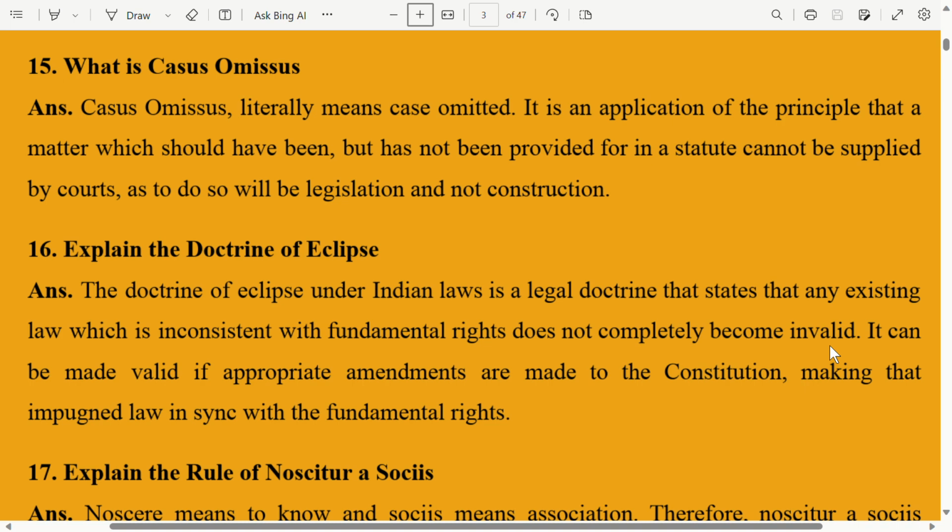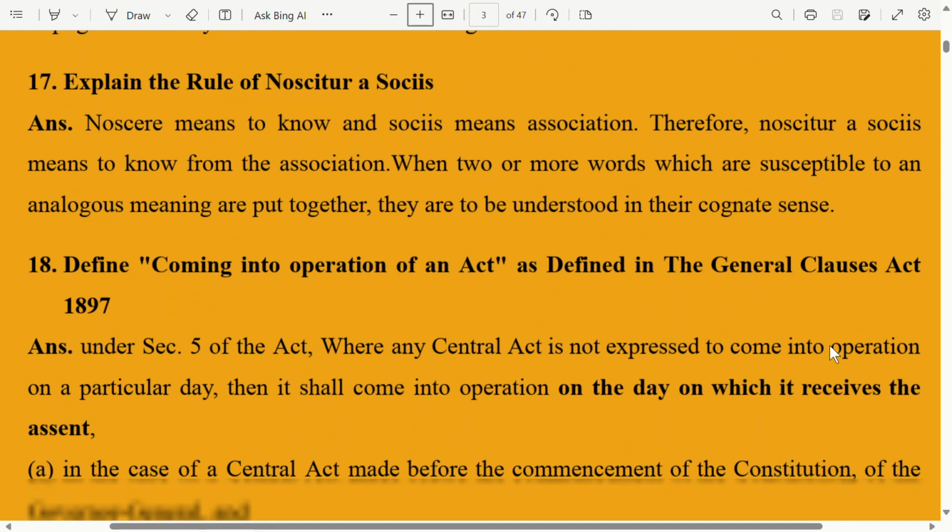The doctrine of eclipse under Indian laws is a legal doctrine that states that any existing law which is inconsistent with fundamental rights does not completely become invalid. It can be made valid if appropriate amendments are made to the constitution, making that impugned law in sync with the fundamental rights. Explain the rule of noscitur a sociis.